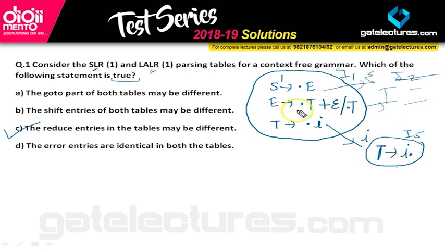What is the follow of T here? It is follow of E. And what is follow of E here? It is dollar. So it will be put under dollar only. This is how it is done in SLR1. We are going to put this reduce entry only in the follow of this particular symbol. We will find the follow from the grammar, and that is how it is done.